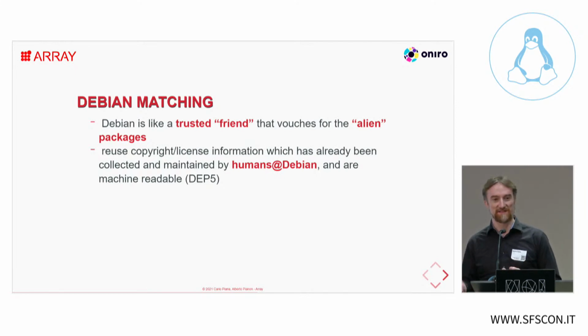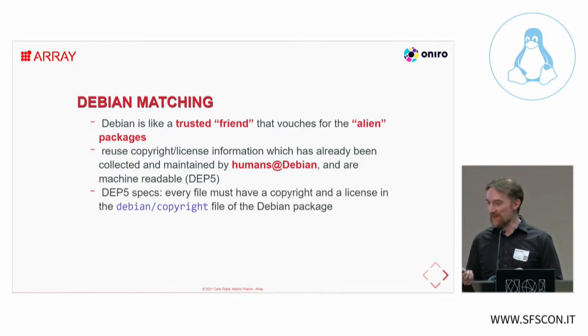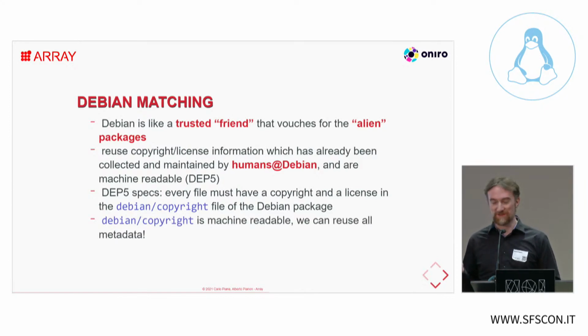in practice, this means that we can try to reuse the Debian community work, especially because their work is machine readable. The DEP5 format that was mentioned also in the previous presentation means that you can parse the Debian copyright file for each Debian package, and every Debian package must have a Debian copyright file. So we can reuse the metadata that are not produced by scanners, they are produced by humans, by package maintainers, basically.